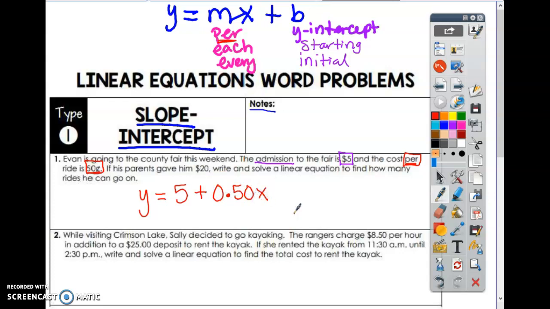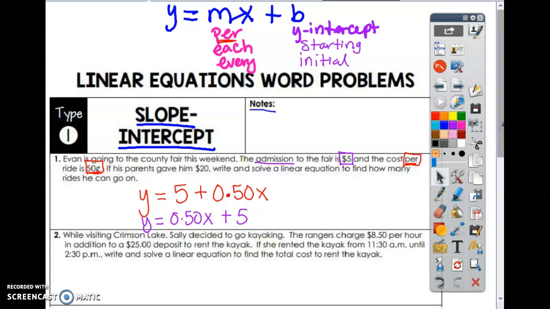It doesn't necessarily have to be the slope first and then the y-intercept. It could be the y-intercept first and then the slope. But either way, you can flip it back and forth. That's the same thing as saying y equals 50 cents x plus $5 to get in. Both of those are correct. You can write it both ways.